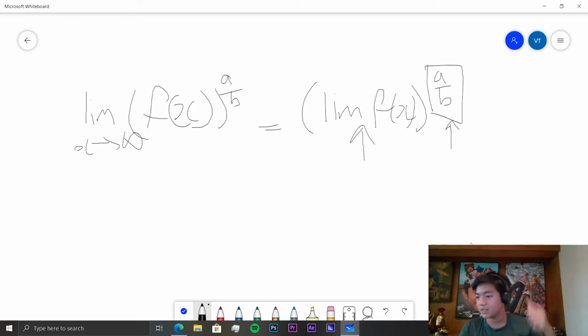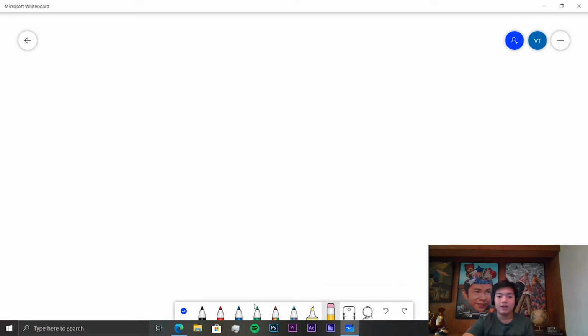So this holds true for all limits, not just when they're tending to infinity, but when they're tending to any constant too. So with that being said, we can now jump into some problems, which there are a lot of. So I'll be doing the odd ones this time.